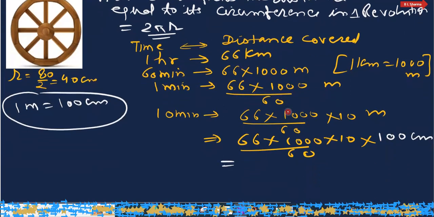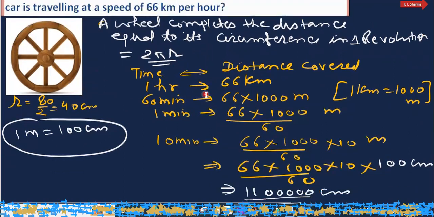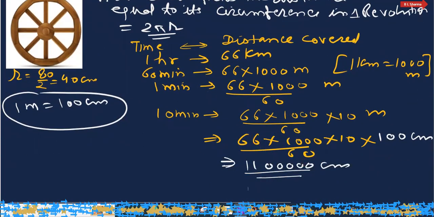You can write here that is सेंटीमीटर। सो इन 10 मिनट, ये जो व्हील है वो 11 लाख सेंटीमीटर कवर करता है। यस, 11 लाख सेंटीमीटर। दिस वी हैव टू कीप इन माइंड। अब हम ओरिजिनल क्वेश्चन पे चलते हैं। Can we write this 11 लाख सेंटीमीटर here?